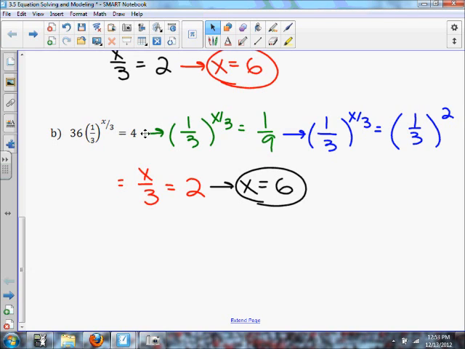Are the bases always going to be the same? They're going to make them like that, yes. On problems like this, they're always going to make them nice numbers for you guys to work with. And the exponents equal each other, x over 3 equals 2, because they both have the same base, so the exponents are equal.